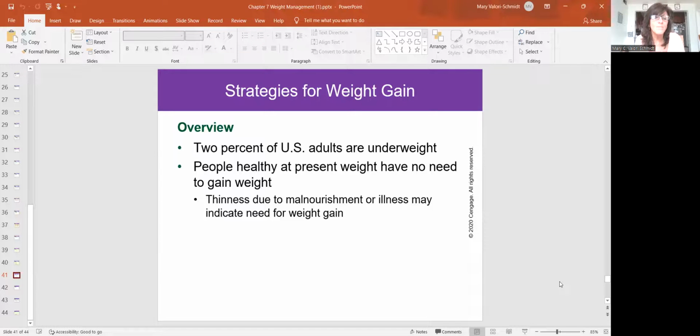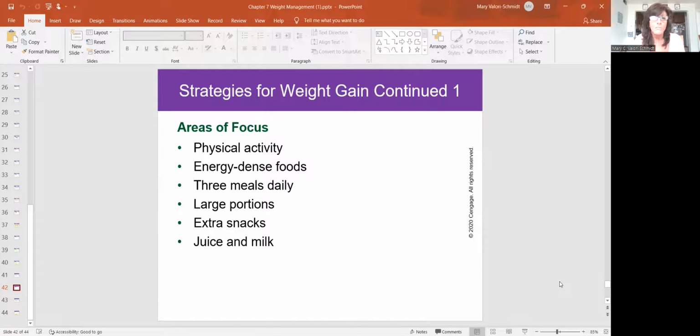But if you're thin or skinny because of malnourishment or because you were ill, then you possibly would need to gain weight. When we're talking about gaining weight, again, it's the same thing, but kind of the opposite, right? We want to focus on your physical activity. What foods are you eating? I still would disagree with the 3 meals a day, because you should be eating small, frequent meals, larger portions, eat some snacks. Don't we wish this was advice that was given to us? And drink things, again, energy-dense foods are things like juice and milk, etc.